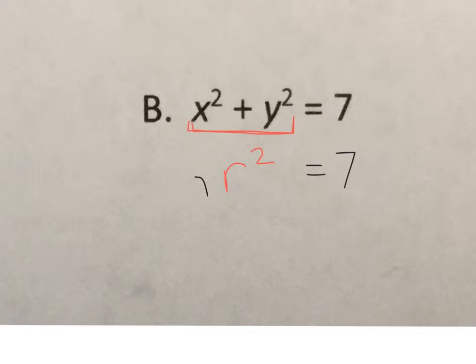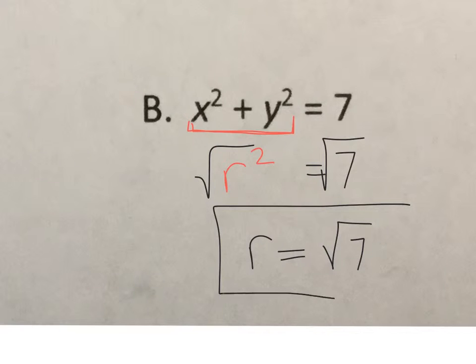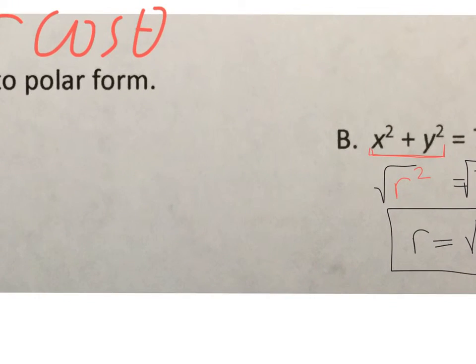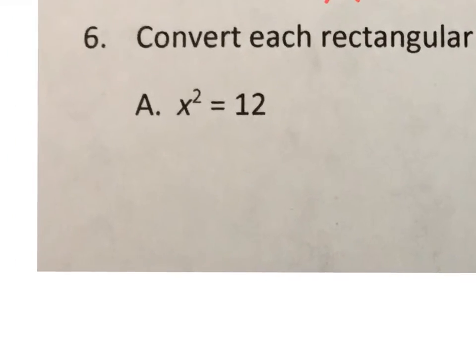So then the last step to simplify is to root both sides. So we get an equation r equals the square root of 7. A nice circle centered at the origin with a radius of root 7. Okay, nice and easy. Now let's come over here and squeeze some more lemons.